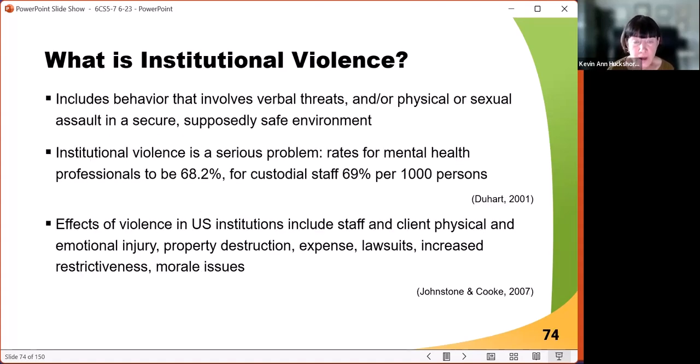We also really want to look at behaviors. Institutional violence is any kind of behavior in a healthcare organization, I'm just going to talk healthcare right now, that involves verbal threats and or physical or sexual assault in what is supposed to be a safe environment. And this is a very serious problem. And it also creates situations for our staff where they are at very high risk, much higher risk than if they worked at McDonald's.